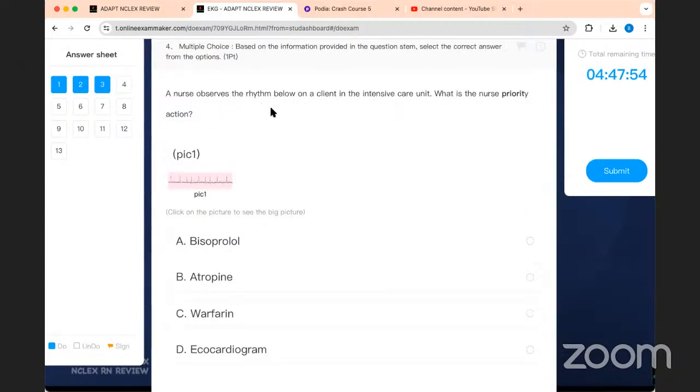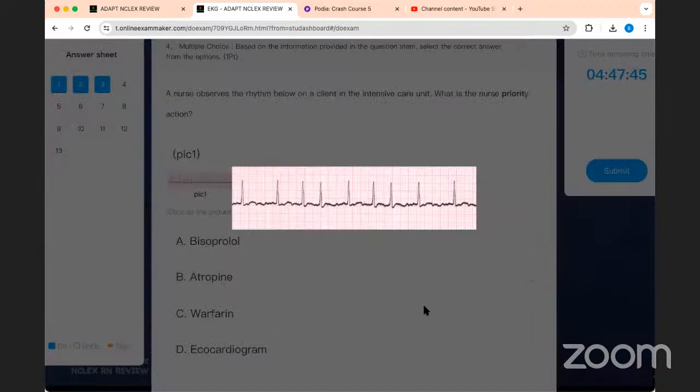And let's observe the rhythm below on the client in the intensive care unit. What is the next priority action? This is what you see. Identify it first and figure out what you should do. So what is the client's rhythm? What rhythm is this? As I've told you multiple times, always figure out the rhythm first. You can see this, that.